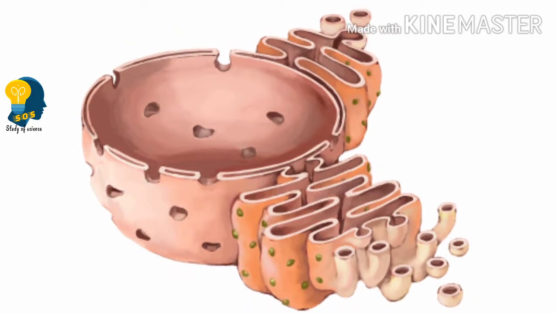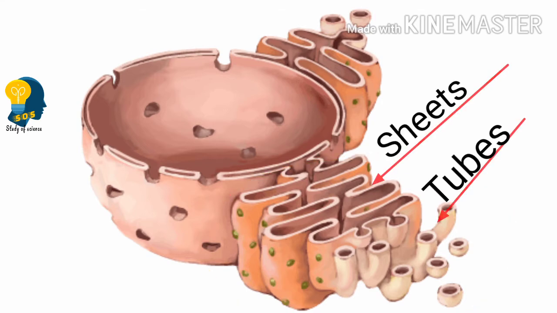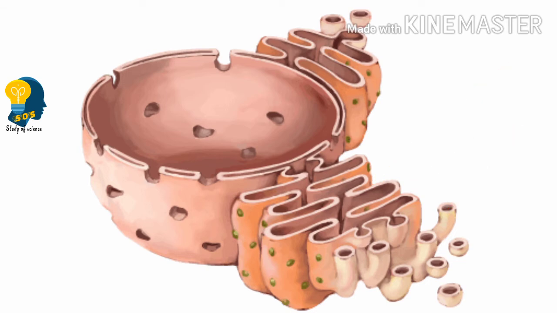When we look at the structure of the endoplasmic reticulum, it has a large network of membrane bound tubes and sheets. I will repeat, the endoplasmic reticulum is a cell organelle. It is covered by the membrane, hence it is called a membrane bound organelle. This organelle has a large network of sheets and tubes. Clear? Now let us see how the endoplasmic reticulum occurs in different forms.